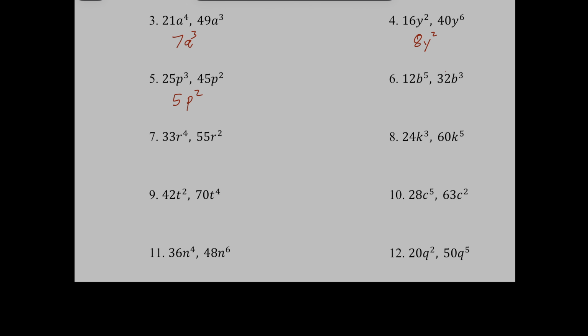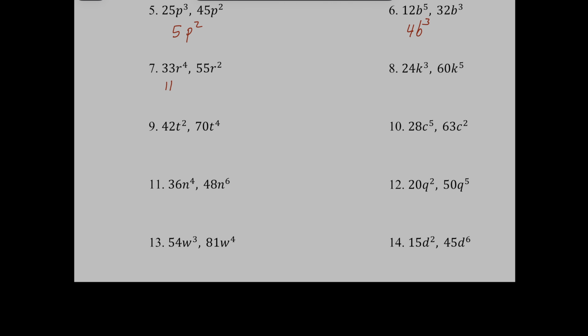Number 6, will 12 go in the 32? No. Next biggest factor is 6. Will 6 go in the 32? It won't. What's the next biggest factor of 12? 4. Will 4 go in the 32? It will. So it's 4b cubed. Okay? Because we want the lowest exponent. Number 7, 33 and 55. 33 won't go in the 55, but 11 will, and that's going to be my biggest one right there.